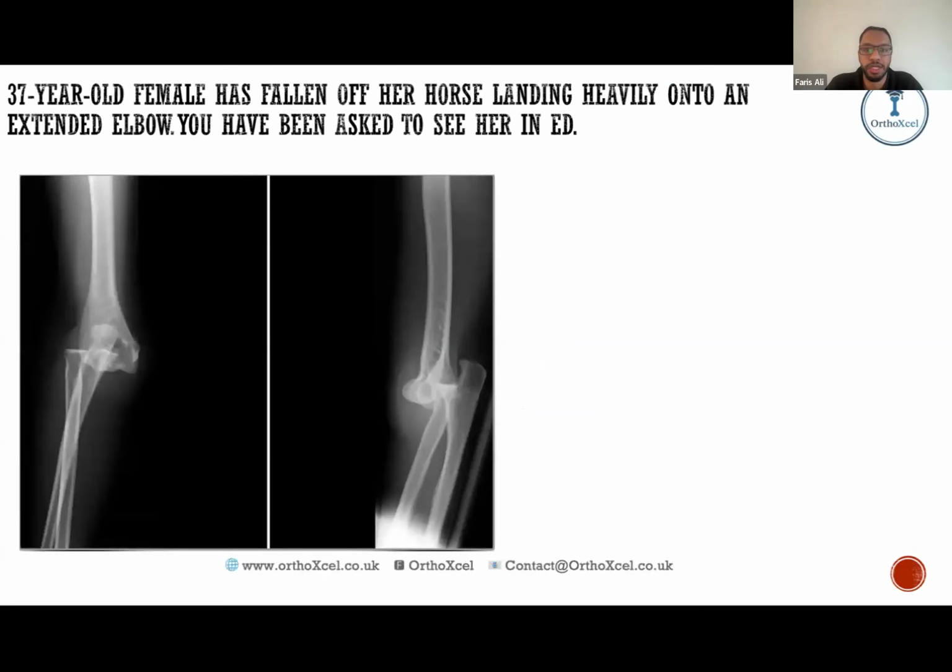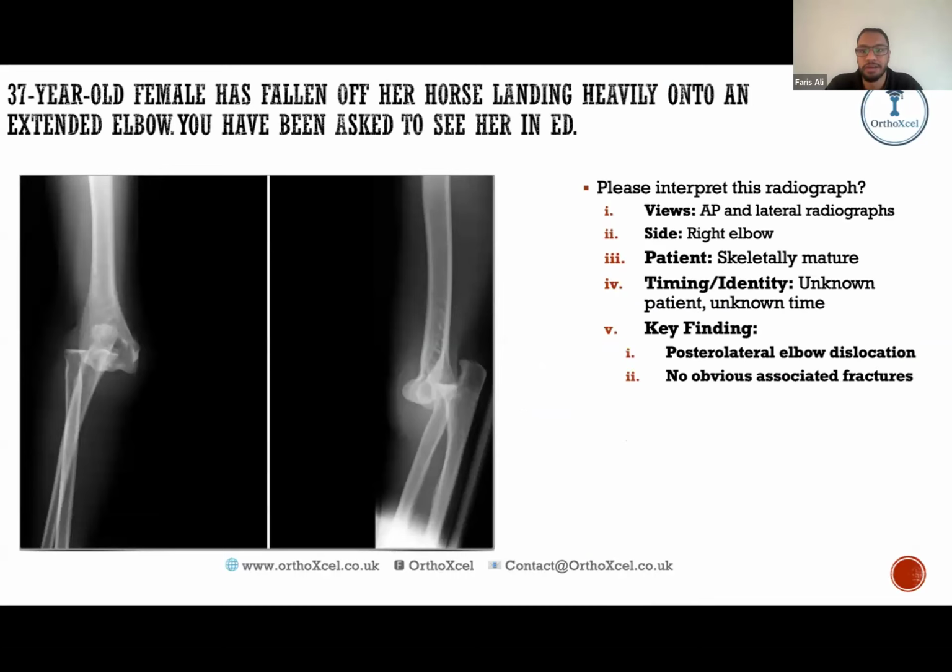Another elbow scenario that can come up is this: a young person has fallen off a horse, landing heavily on the extended elbow, and you've been asked to see her in ED. So this will be the same. Always say what view you have. It's an AP and lateral view.